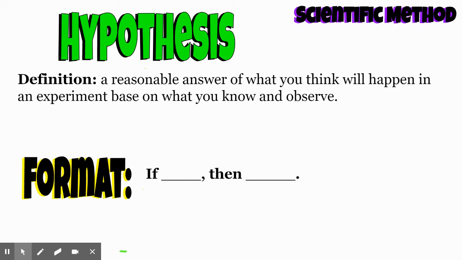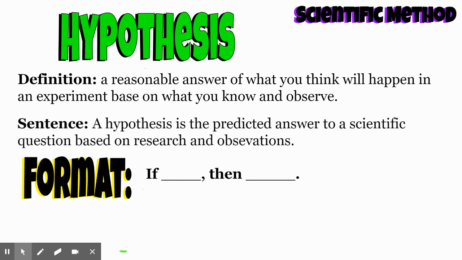A hypothesis has got some background knowledge and some research put into it to create an explanation for what's going to happen. So your hypothesis is going to predict the outcome of an experiment, and it's going to be based on some research, right? What you know and observe. So a hypothesis is the predicted answer to a scientific question based on research and observations. Great definition for that.